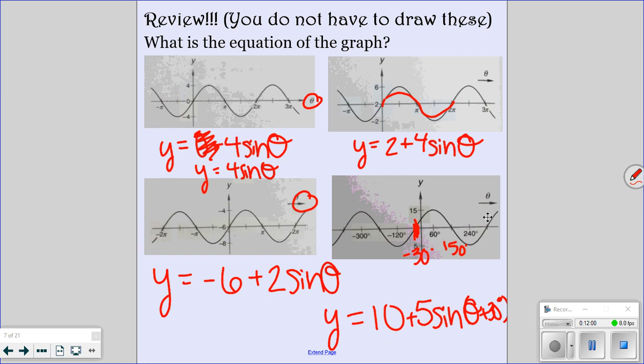You can also do this one in terms of cosine. So I'm going to do it in terms of cosine.